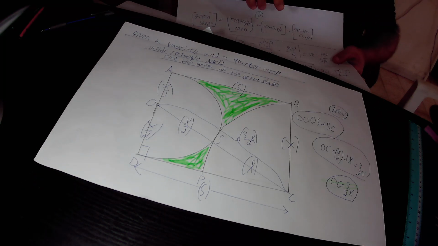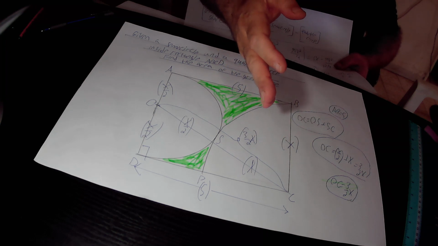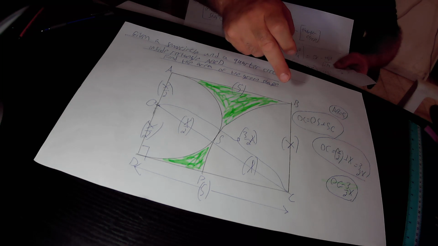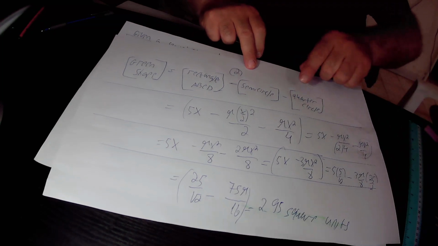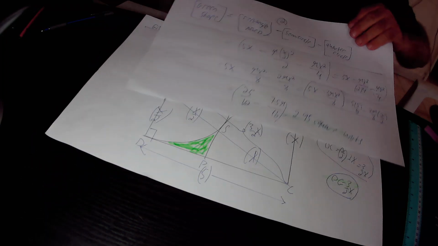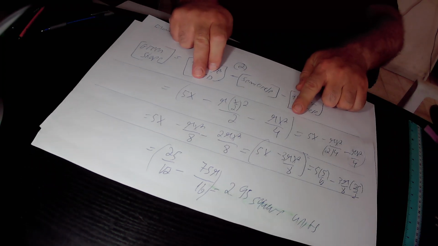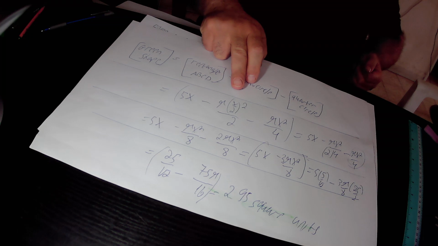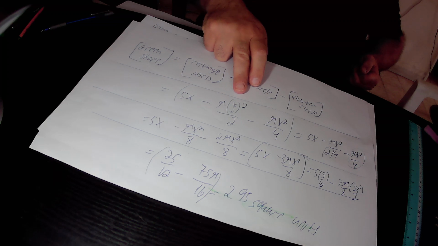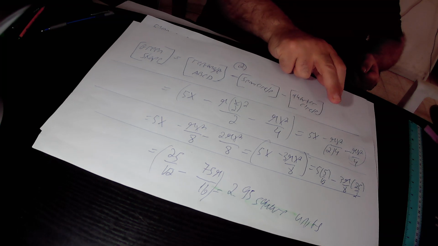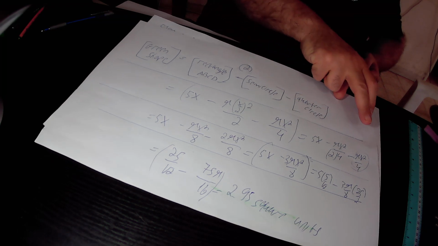Minus the area of the quarter circle. What is the area of the quarter circle? We know that the radius of the quarter circle is x. And therefore the area of the quarter circle will be equal to pi x squared over 4. So in total the area of this green shape equals this expression, and this expression equals 5x, and here we have pi times x over 2 squared, which is pi x squared over 4, multiplied by 2, minus pi x squared over 4.